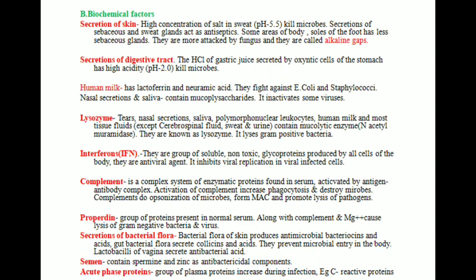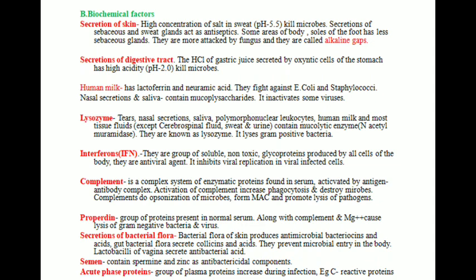Then secretions of sebaceous and sweat glands act as antiseptics. In some areas of the body, such as the soles of the foot, there are fewer sebaceous glands and these areas are more attacked by fungus. Then secretions of digestive tract: the hydrochloric acid of the gastric juice secreted by the oxyntic cells of the stomach has high acidity, that is pH 2, and it kills microbes. Then human milk has lactoferrin and neuraminic acid. They fight against Escherichia coli and Staphylococci bacteria.